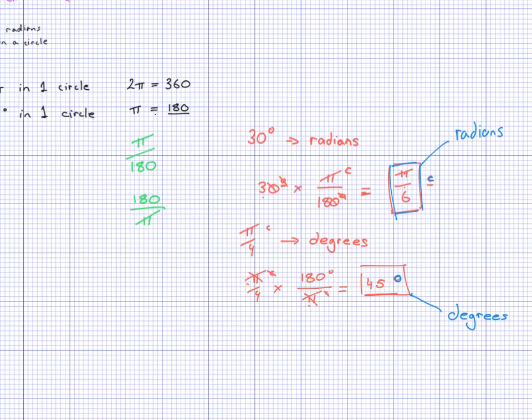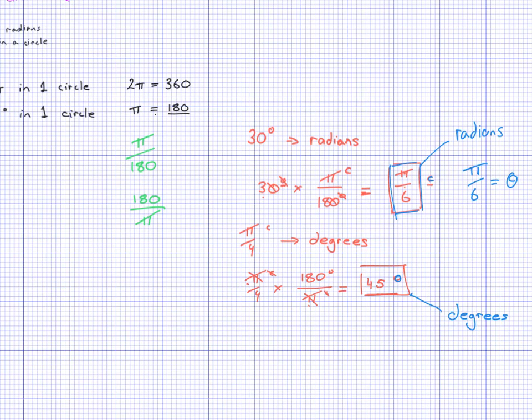A lot of the time though, when we do trigonometry in methods, we will list angles like pi on 6, and they won't have the C symbol after them. They'll just be, this is equal to the angle. And we assume, because the pi is in there, that it's being measured in radians.